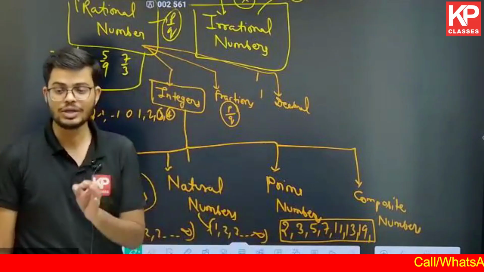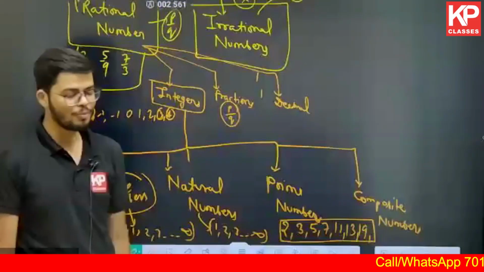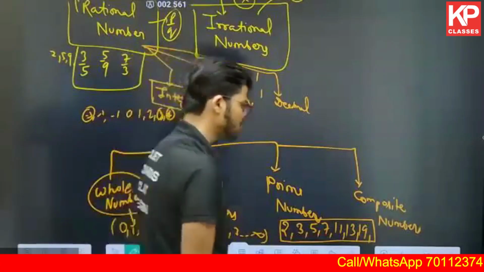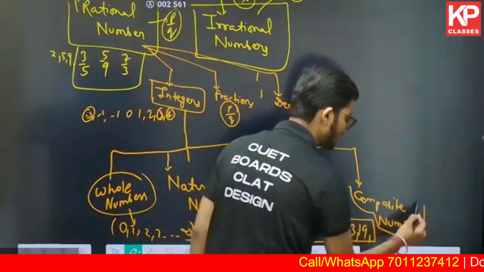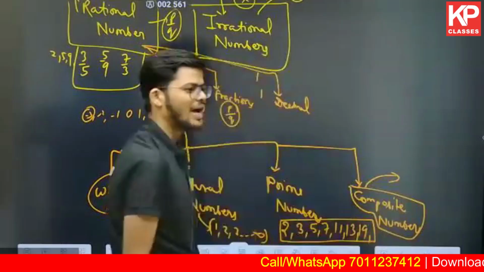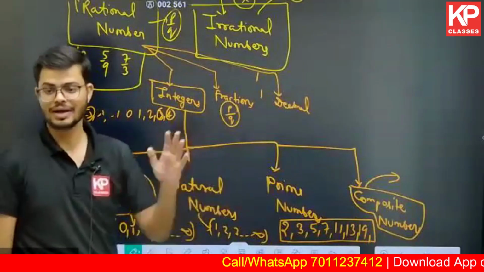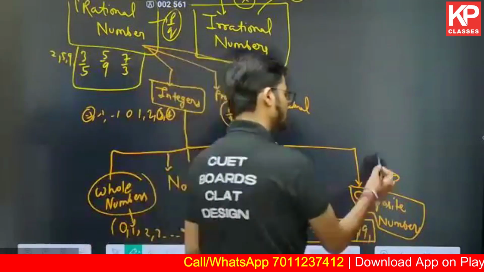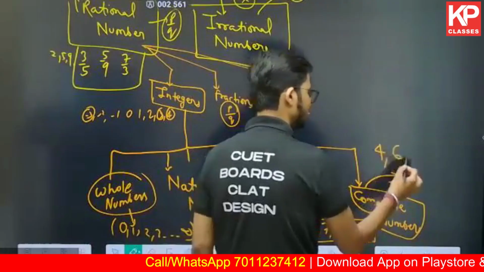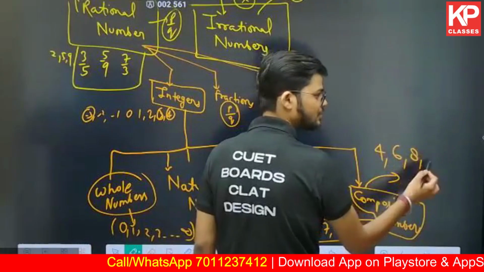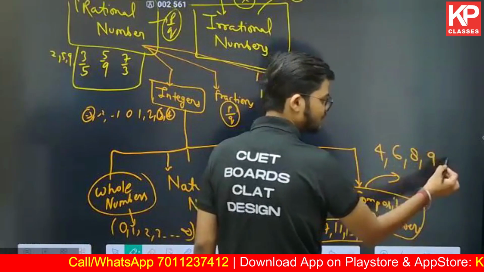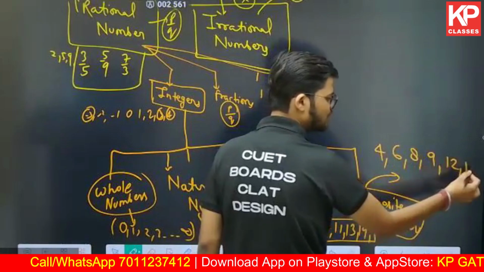Now, the composite numbers. What is going to be composite numbers? Composite numbers are those numbers which are divisible by themselves as well as 1 as well as any other factor of it. Like for example, 4. Then after that, 6. Then after that, 8. Then after that, 9. Then after that, 12. Then after that, 14.